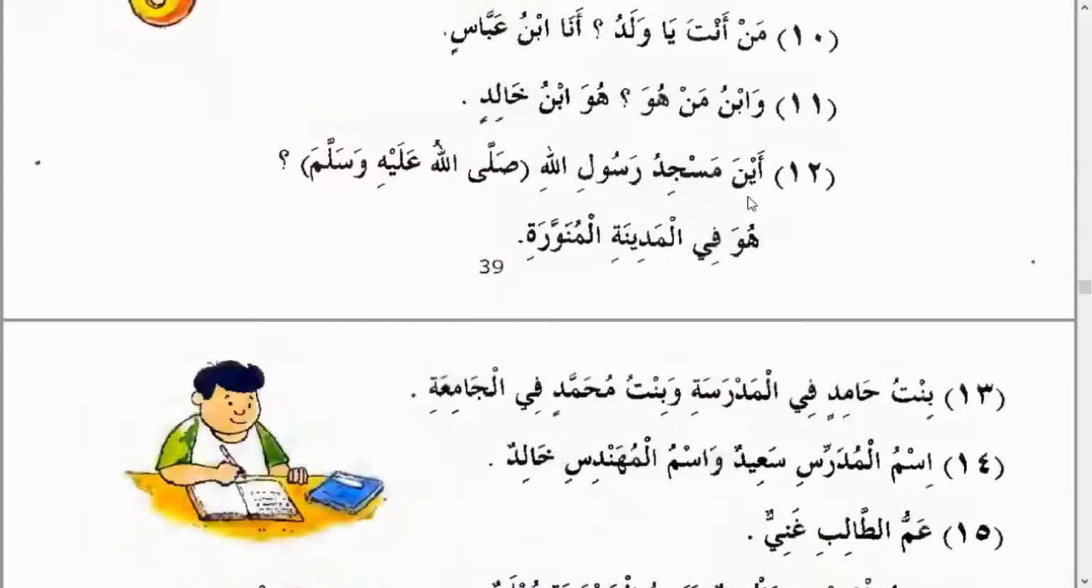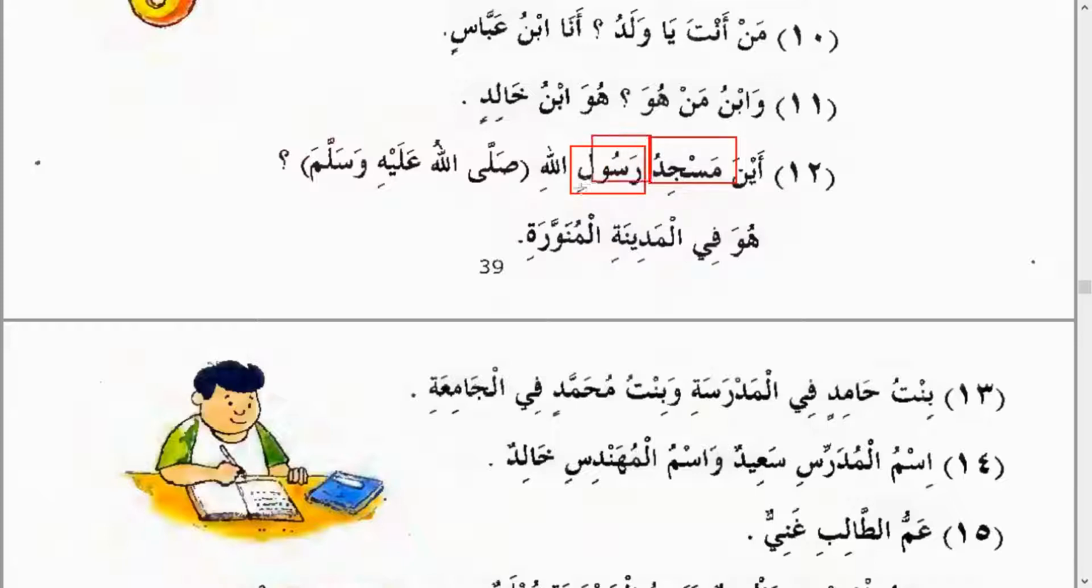Let's read the next one. Aina masjidu Rasulillahi sallallahu alayhi wasallam. Where is the masjid of the messenger of Allah, right? These three words form a triple mudaf, mudaf ilayh. So the first word is mudaf. How do you know it's mudaf? There's no alif lam, there's no tanween. The second word is a mudaf and also a mudaf ilayhi.